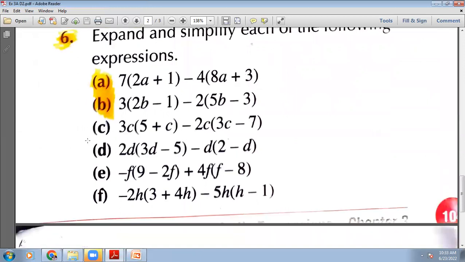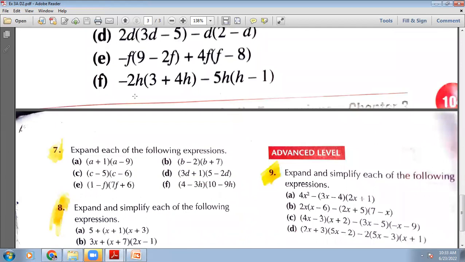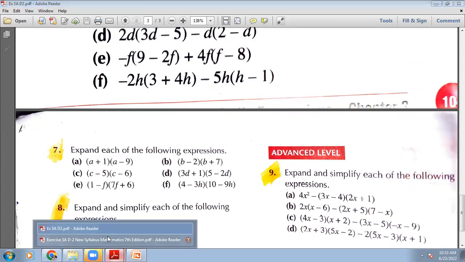So we are going to the next question, the F part, that is showing up on your screen. It says minus 2h and plus bracket 3 plus 4h bracket close minus 5h bracket h minus 1. So very simple. So we can do that. Let me show you.